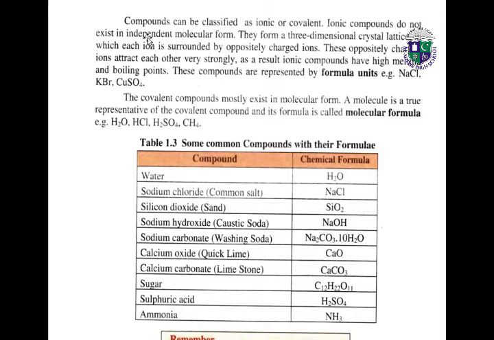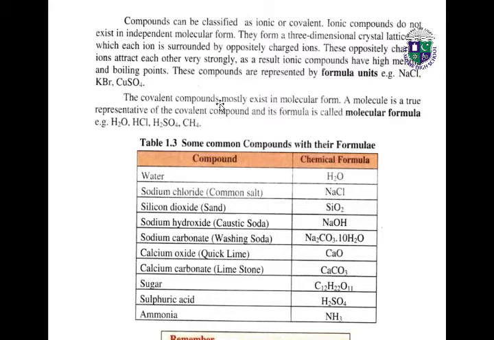Ionic compounds do not exist in independent molecular form. ये आज़ाद हालत में नहीं पाए जाते molecular form में. They form a 3-dimensional crystal lattice in which each ion is surrounded by oppositely charged ions, plus and minus. These oppositely charged ions attract each other very strongly. As a result, ionic compounds have high melting and boiling points.